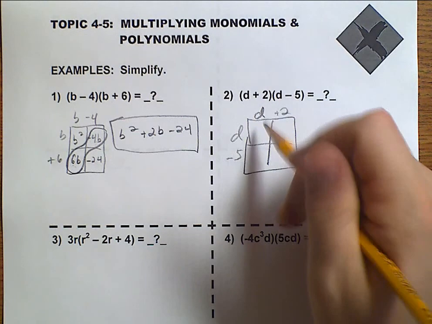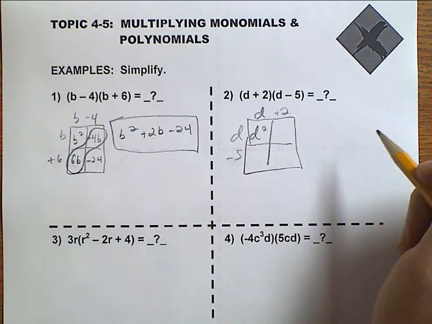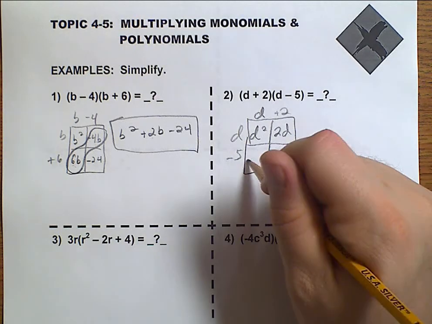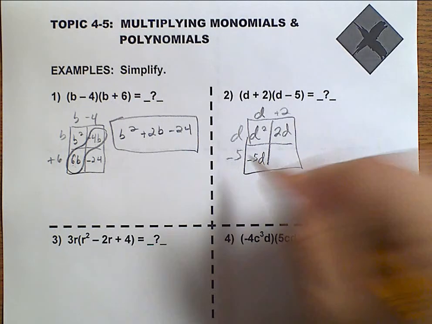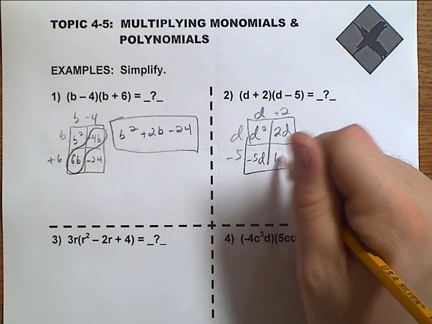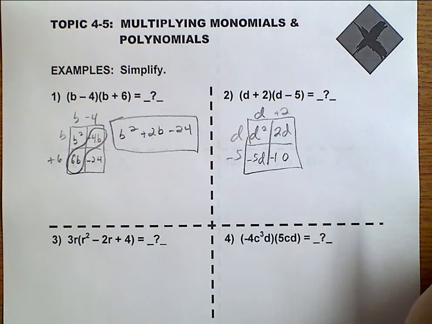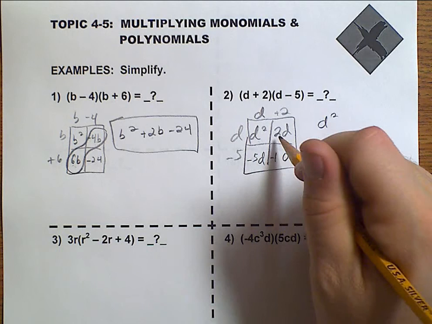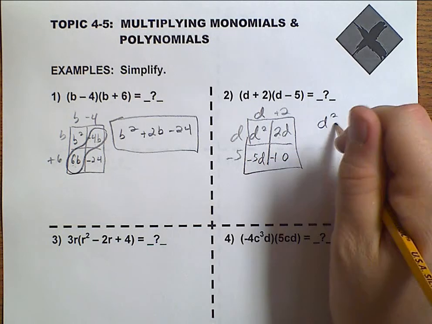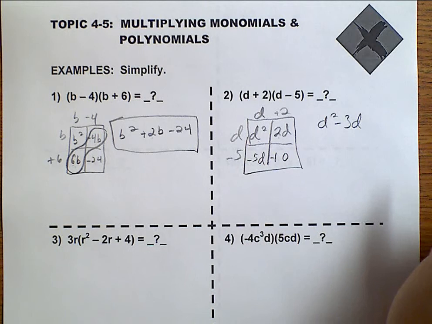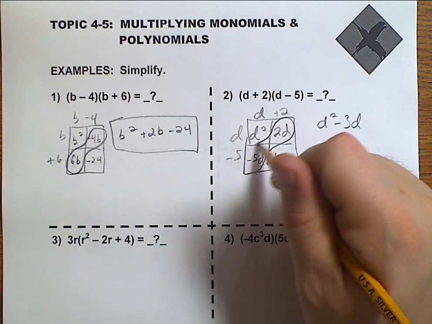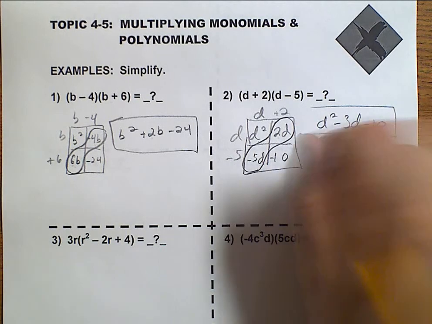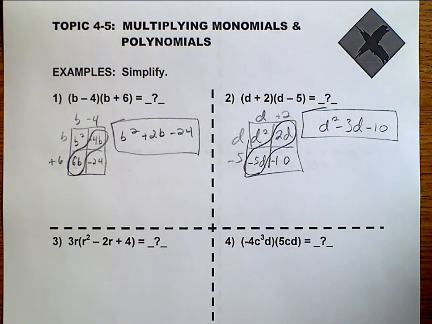Well, D and D give me D squared. D and 2 give me 2D. D and negative 5 give me negative 5D. And negative 5 and 2 give me a negative 10. So I get the D squared, 2 minus 5 is a negative 3D, minus 10. That's all there is to it.